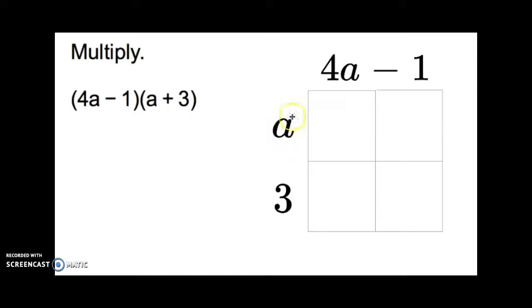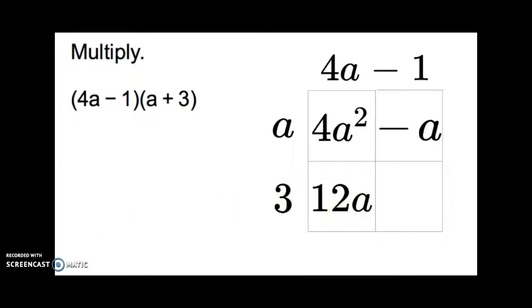Now multiplying, a times 4a is 4a squared. A times negative 1 is negative a. 4 times 3a is 12a. And 3 times negative 1 is negative 3. Now we put all these together. We have 4a squared plus 12a minus a minus 3.